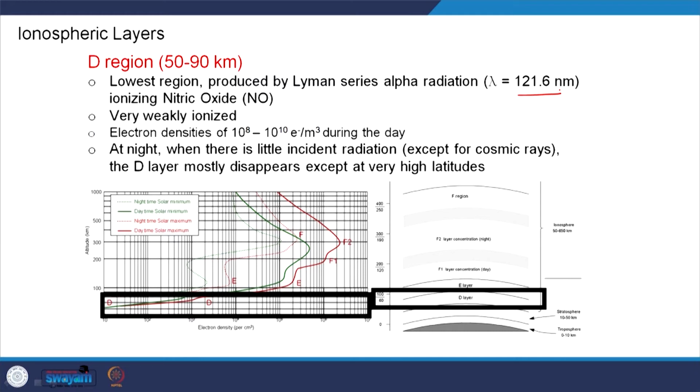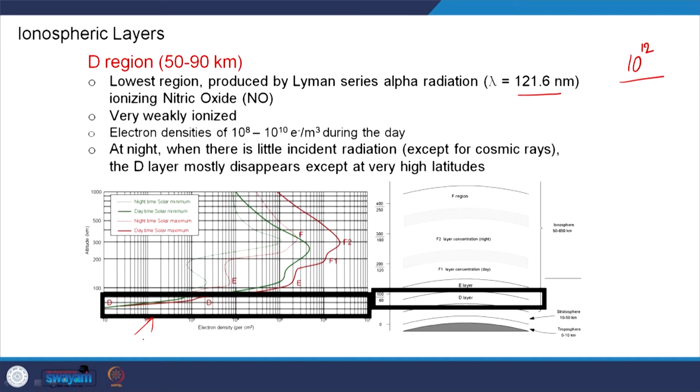Always remember this 10 to the power of 12 number. 10 to the power of 12 is the peak electron density that you can find in the ionosphere in the F region in the daytime. Okay. You see here the bottommost layer is highlighted with this box.